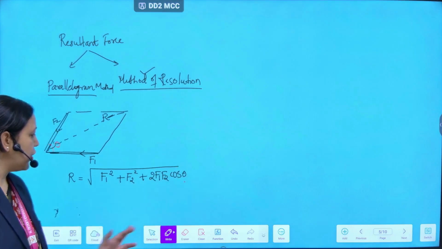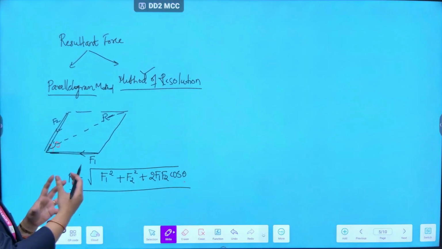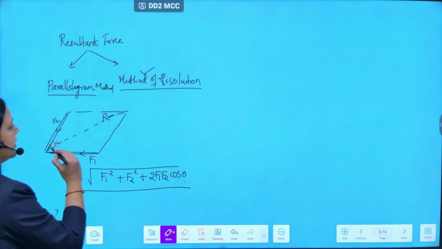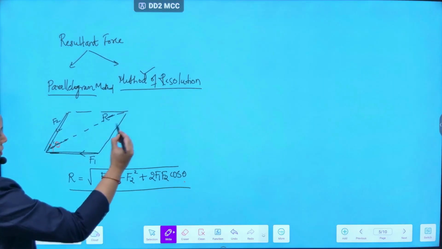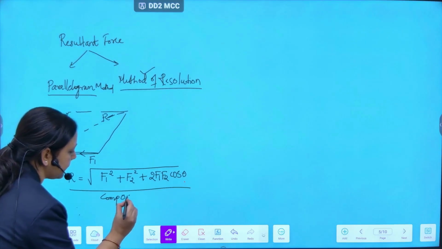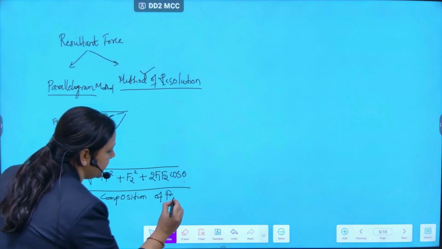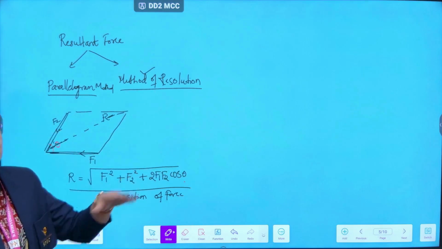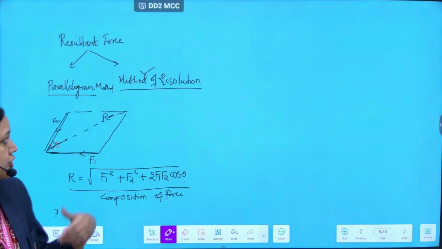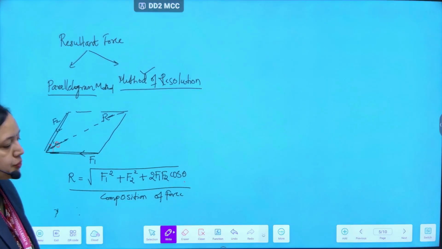Now, this formula that I'm talking about is actually composing the forces. You have two different forces, you have used this formula and composed them to one force. So we can also call this composition of force. In resolution of force, we are doing the opposite of this. We are taking a force and splitting it into two parts. So let's try and understand what is resolution of force.